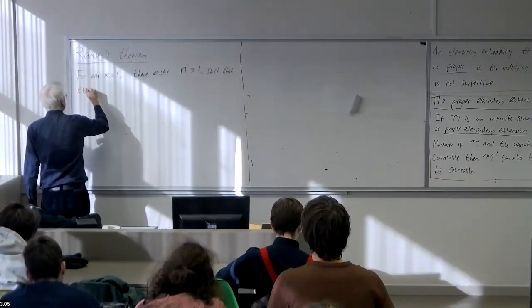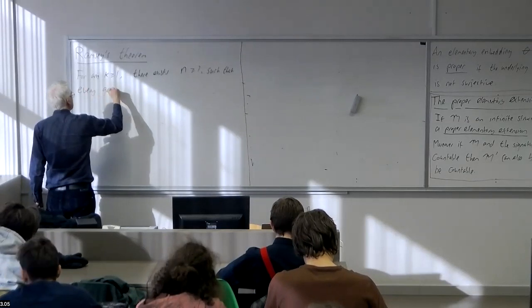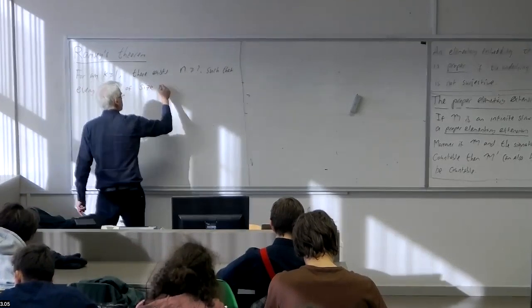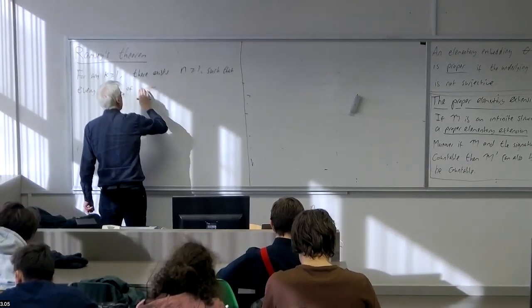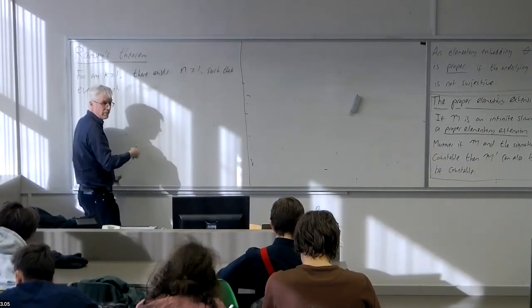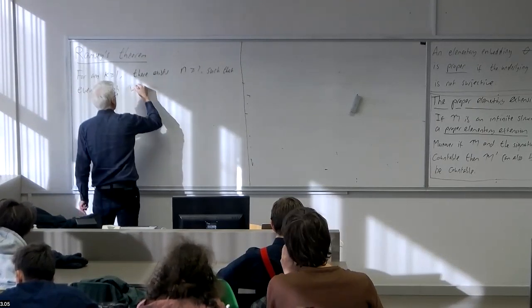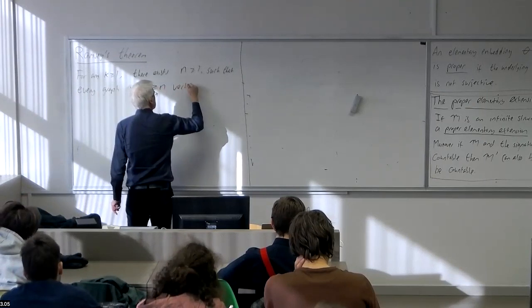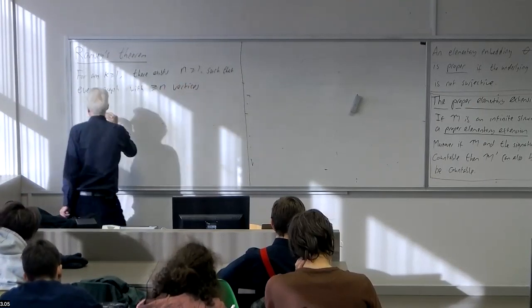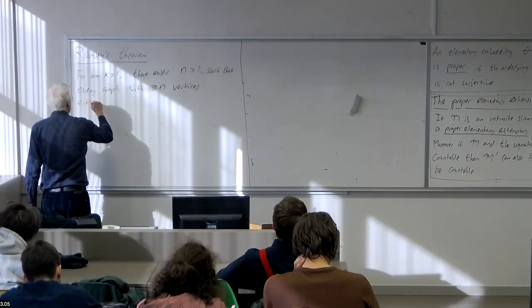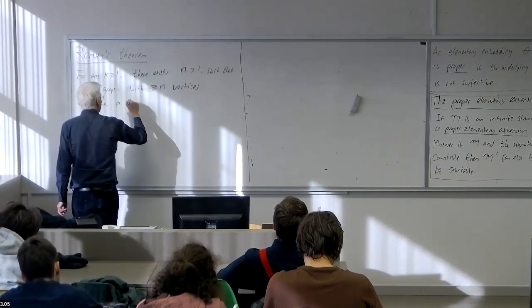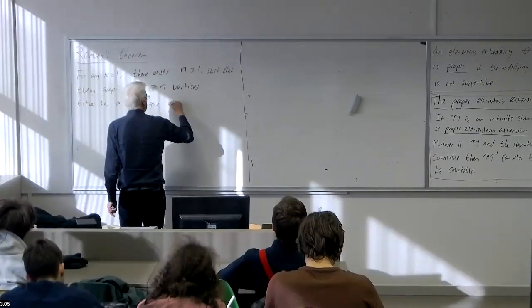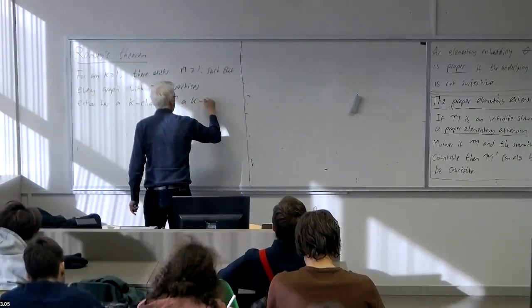every graph of size greater than or equal to n, to be clear what I mean by size, I mean with this number of vertices, so with at least n vertices, either has a k-clique or a k-anticlique.